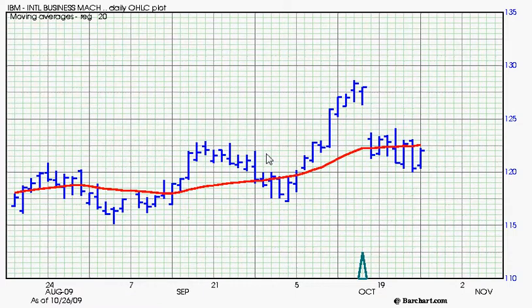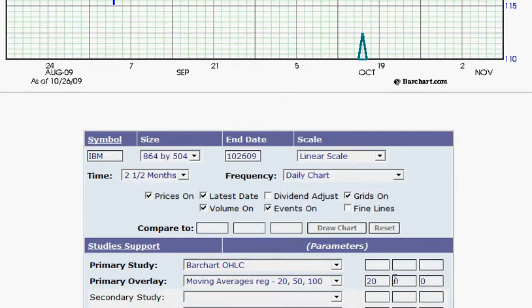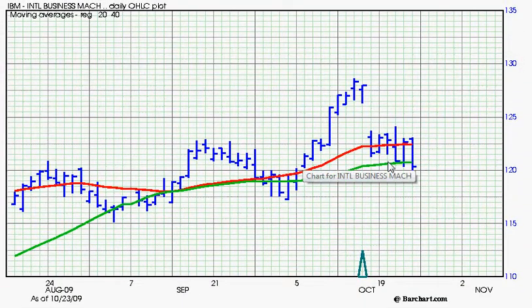Okay, so now we're up to where we got IBM with the price bars and the 20-day moving average. So now, let's say we wanted to go down here and we wanted to put a 20 and 40-day moving average on it. Then you just put 40 in there, draw a chart, and then the chart pops up. We hope. Okay. Now here's IBM with the 20 and 40 simple moving averages.